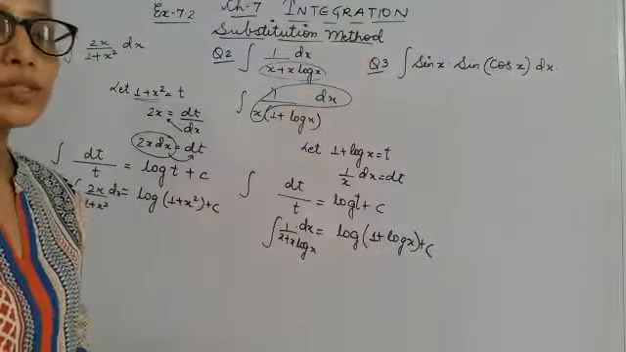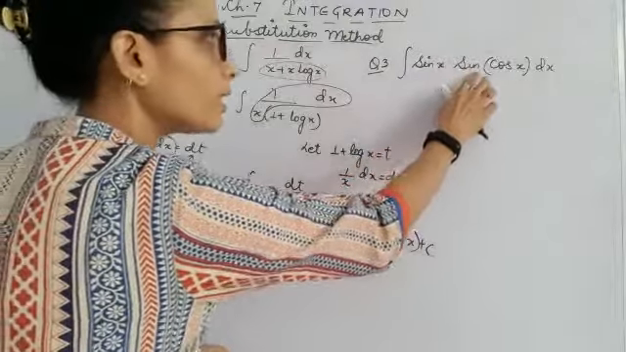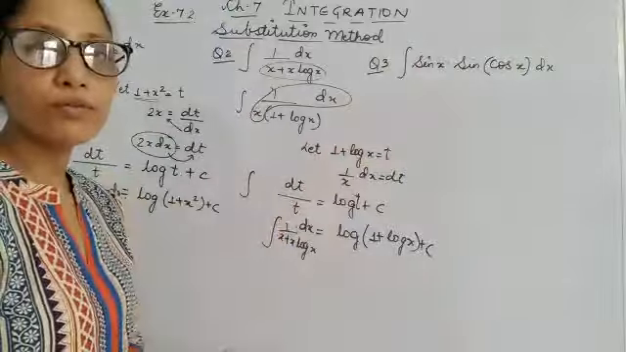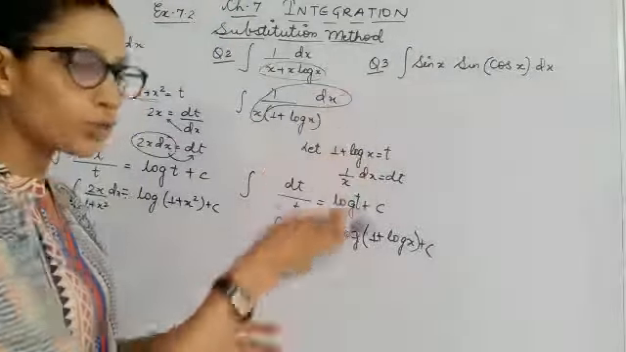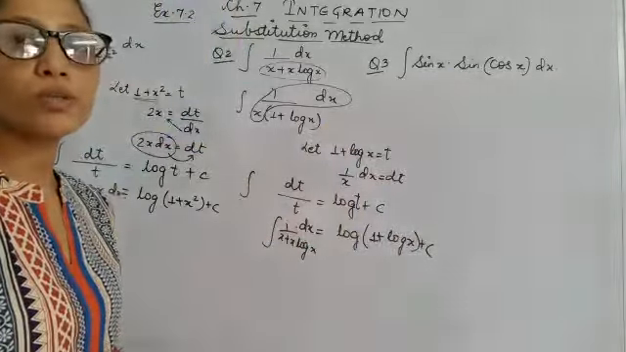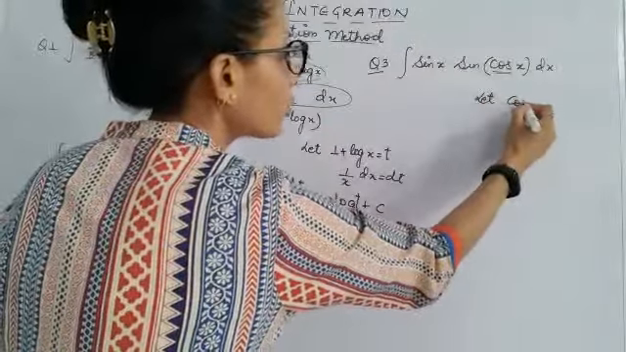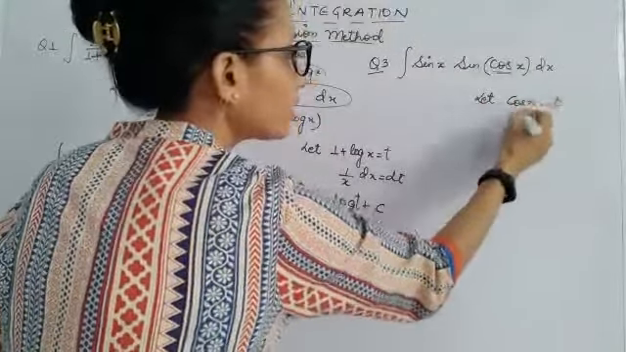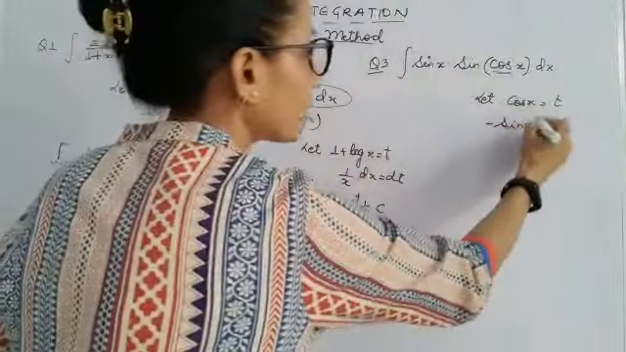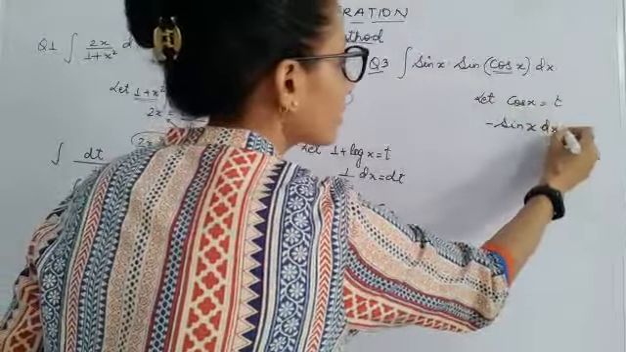Let's see the next question, children. Here you are given integration of sine x into sine of cos x. This is not given as a direct formula based question. So I will be substituting a value from the question only whose derivative is also present in the question. So see, if I take this cos x, let cos x equal to t, then the differentiation of cos x is minus sine x. Here I can write dt equal to minus sine x dx.